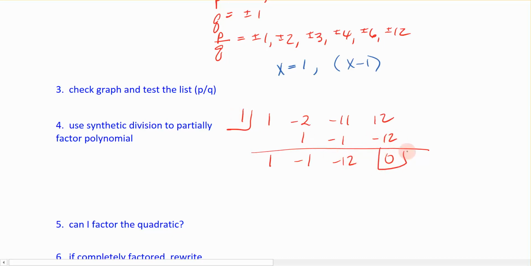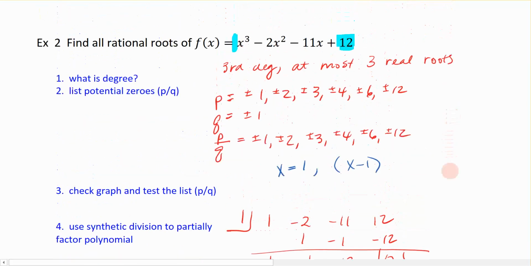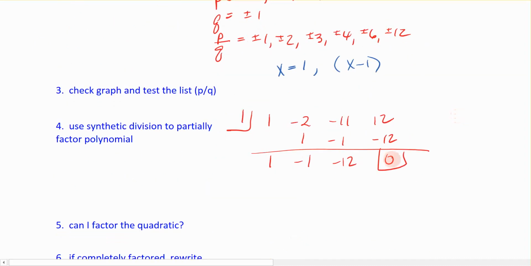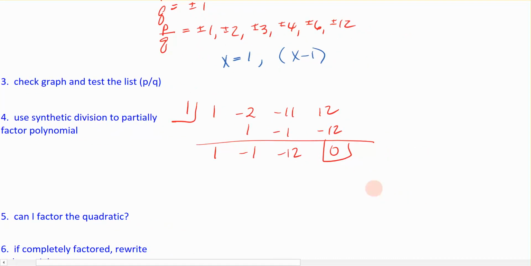Now how did I know I did something wrong? I could tell that I wasn't going to get a 0 down here for a remainder. Remember that if this is an actual factor of my polynomial that I started with, then when I do synthetic division, this should have been a 0. So that's how come I knew I was doing something wrong. Okay, so we have the synthetic division done.